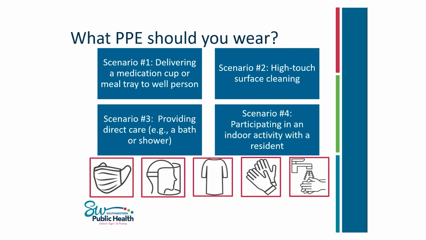So scenario 1, if you have staff that are delivering a medication cup or a meal tray to a well person. The meal tray would have come at the beginning of our recommendations when we would have an entire floor or an entire home isolated. And we know the new guidance is looking at isolating either a roommate, the ill person, and not someone who's well. But let's go with this scenario. So delivering a medication cup or a meal tray to a well person. Could somebody in the chat box let me know what PPE you should be wearing in this situation?